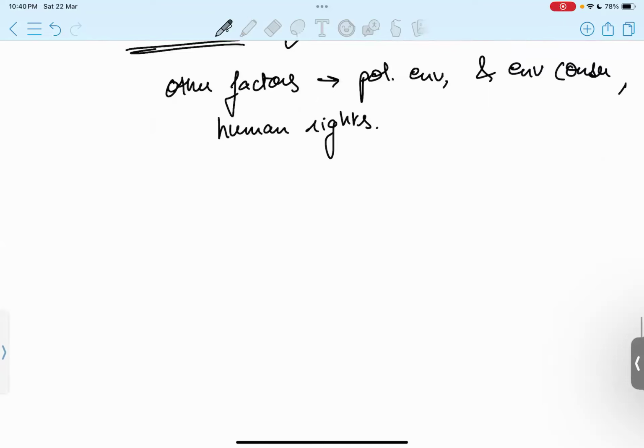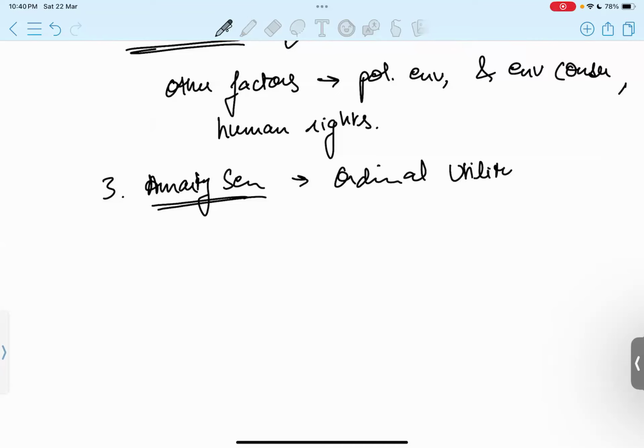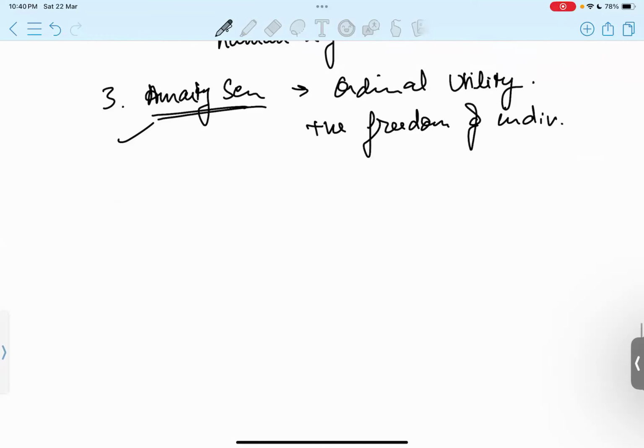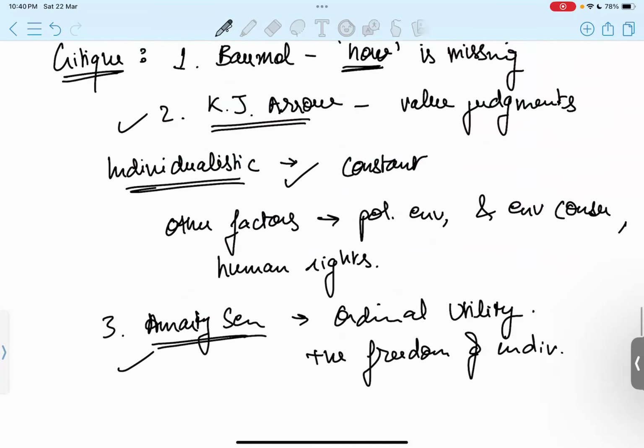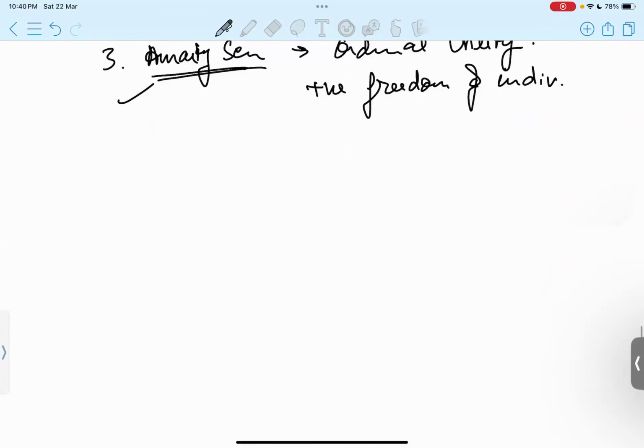And then we also have Amartya Sen, who clearly denied that using ordinal utility is the right measure. He talked about promotion of positive freedom of the individual. So we'll come to this in detail later on. Now, since we have talked about K.J. Arrow's critique, we'll come to Arrow's impossibility theorem.